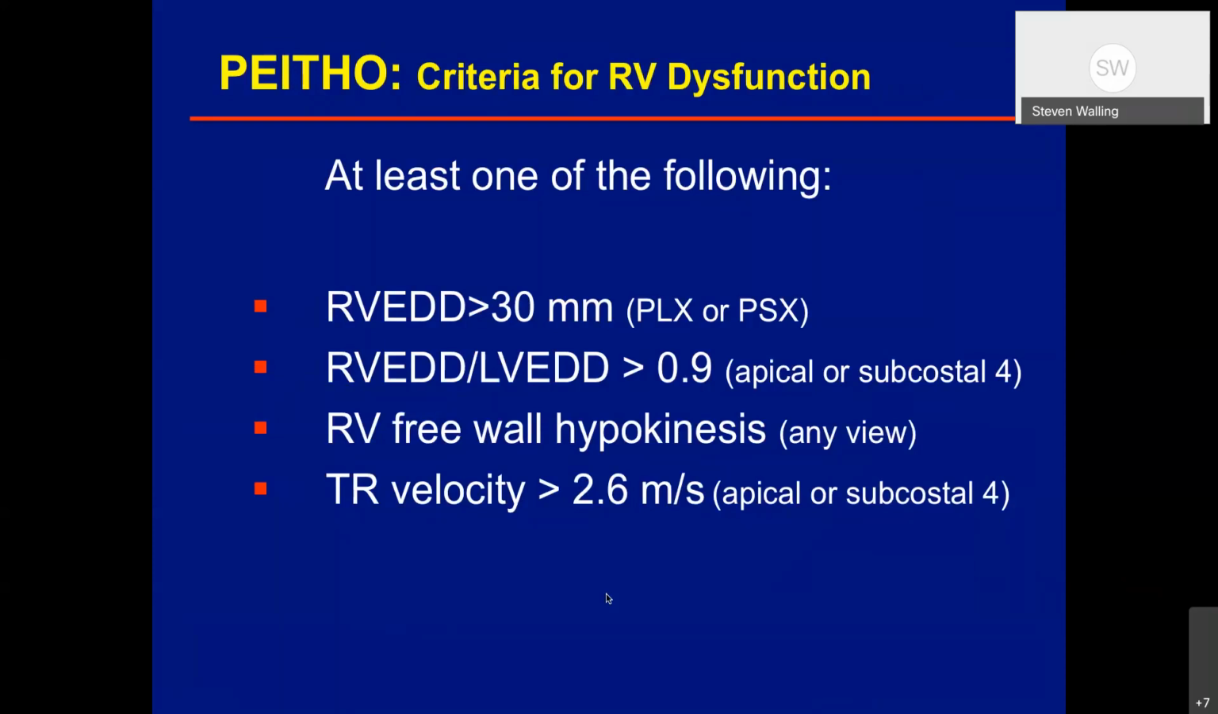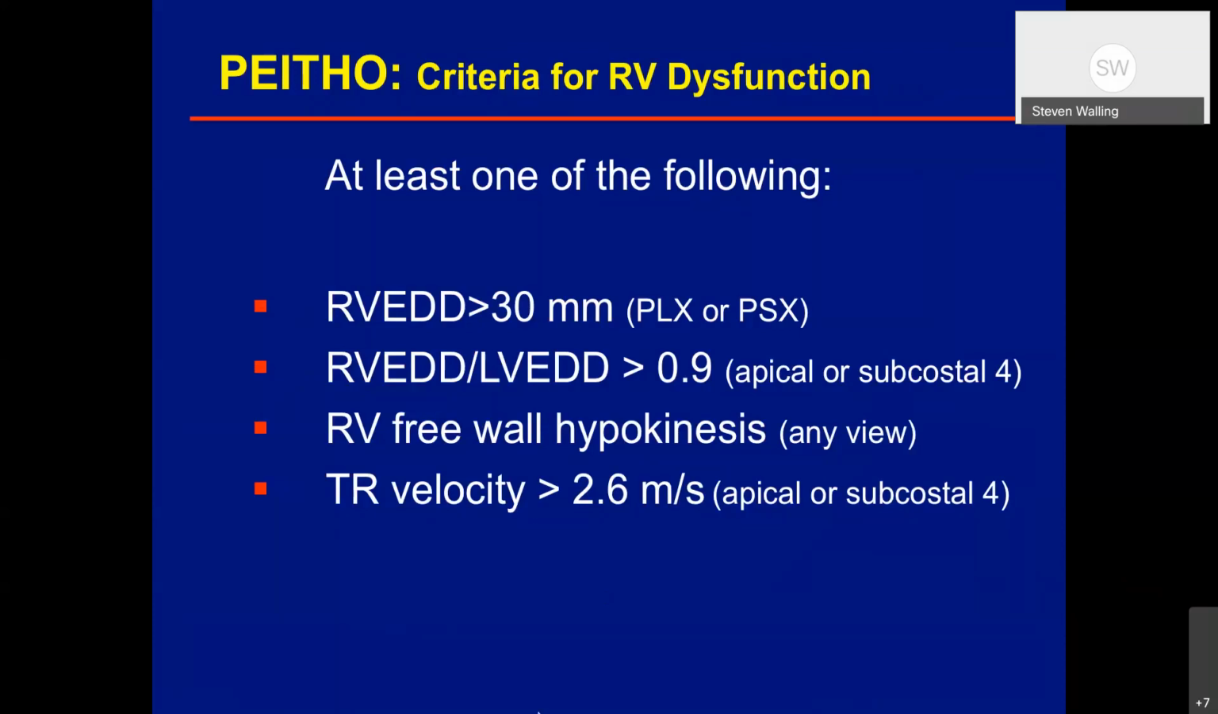And they rely on the echo. So here comes the echo. In this particular study, they used this echo criteria to enroll the patients. You need to meet at least one of these four RV dysfunction markers. So that's what I want you to remember. These are the major numbers you want to know.